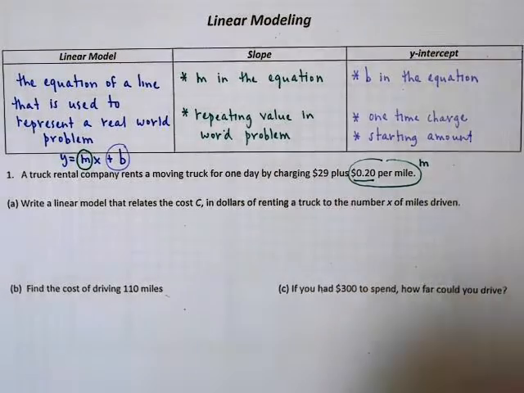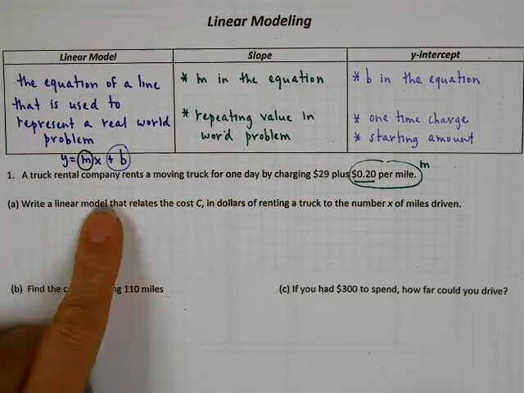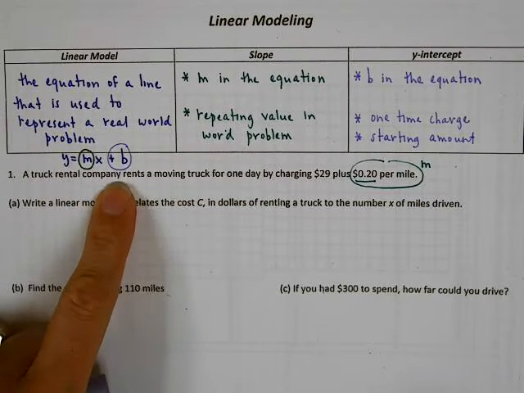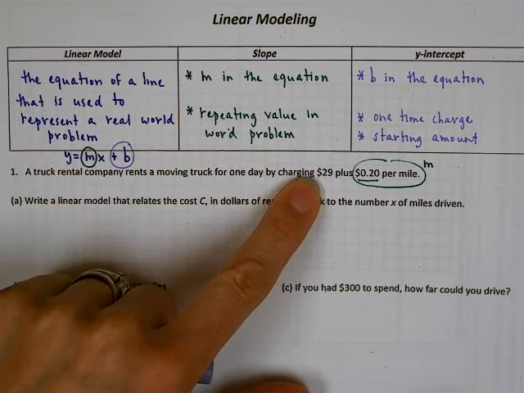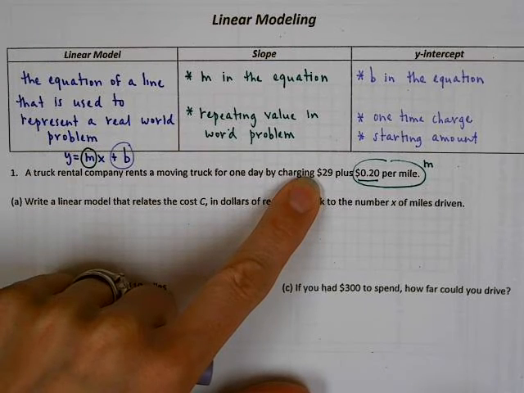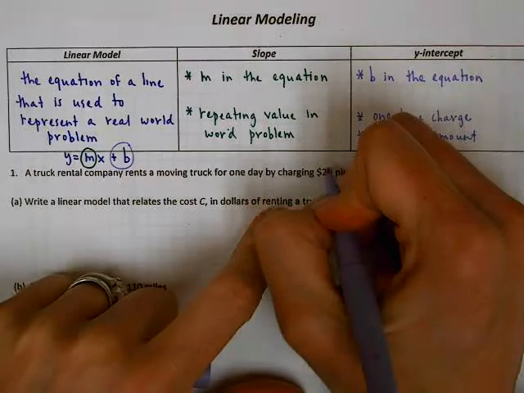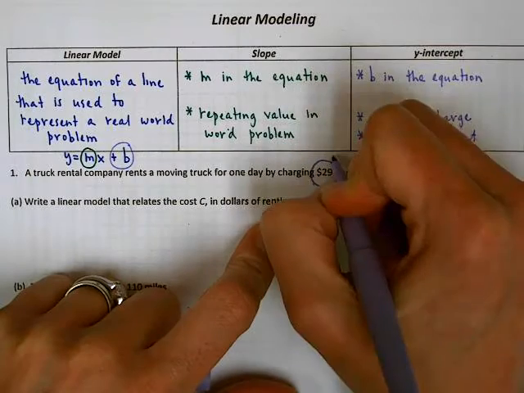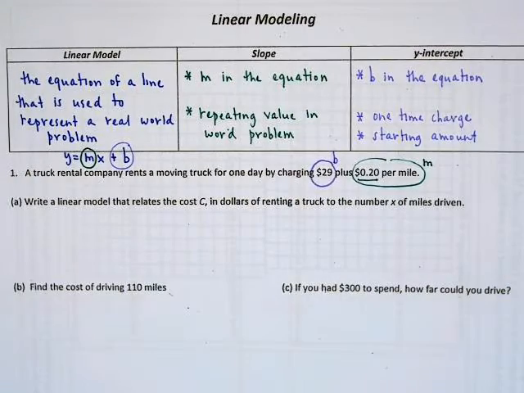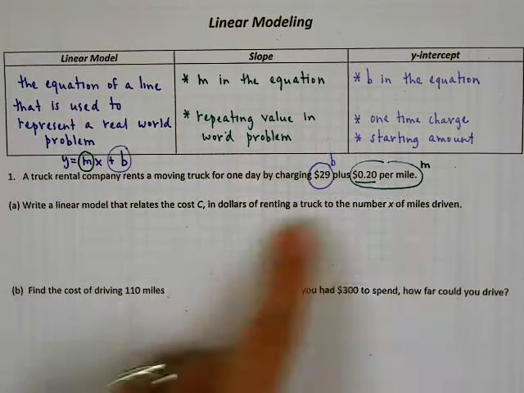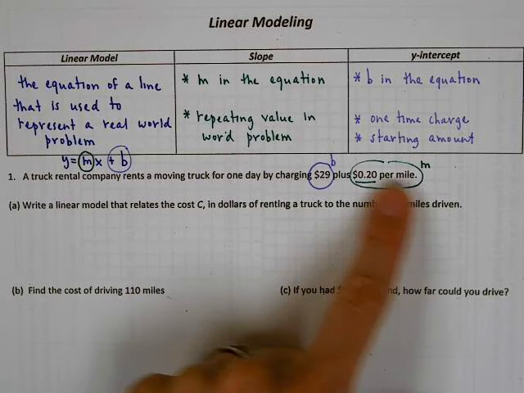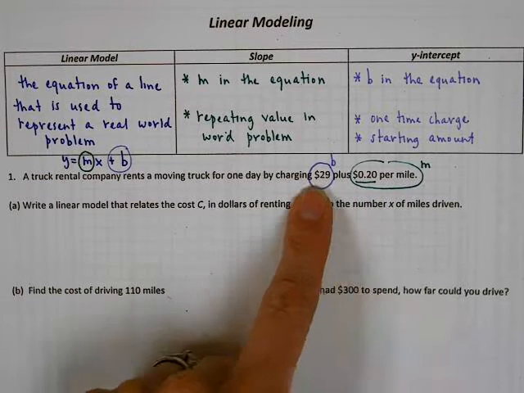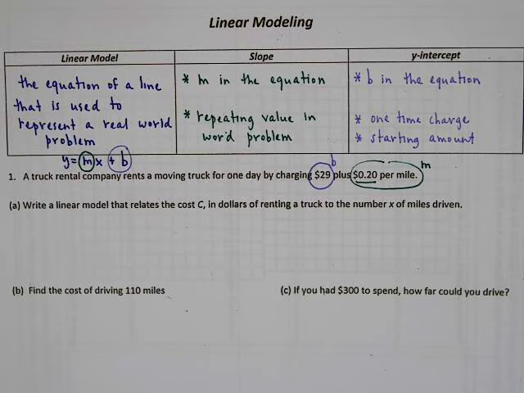So let's go back to this problem. Again, we have our truck rental company. They're renting a moving truck for 1 day by charging $29. That $29, I'm only going to pay one time. So they're going to charge me the $29 once, and then the 20 cents every mile. That's my repeating part. So by using this, I've identified the m and the b, and that's going to help me put together my linear model.